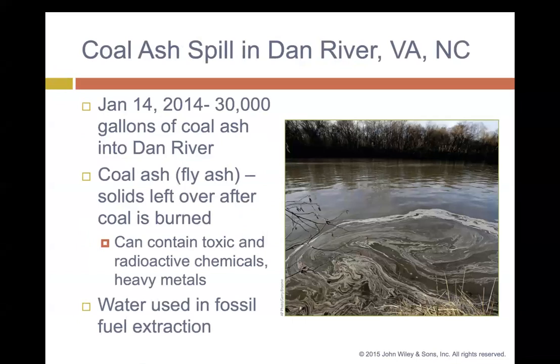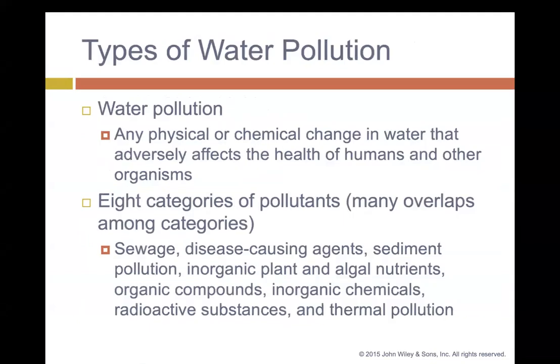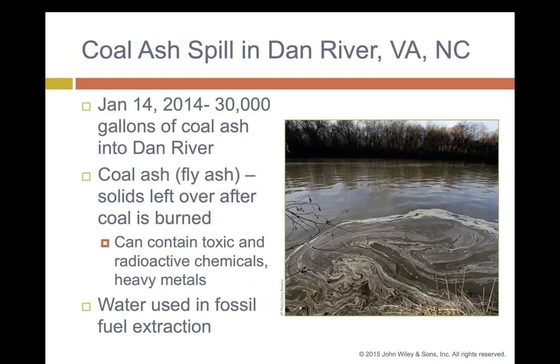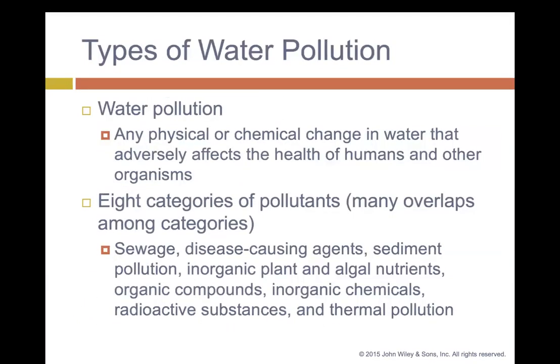The coal ash spill in the Dan River in Virginia and North Carolina was in January of 2014, where 30,000 gallons of coal ash were actually dumped into a river. Coal ash is the solids left over after coal is burned, and it can contain toxic and radioactive chemicals and heavy metals. Water is used in fossil fuel extraction, and it produces a huge amount of water pollution.